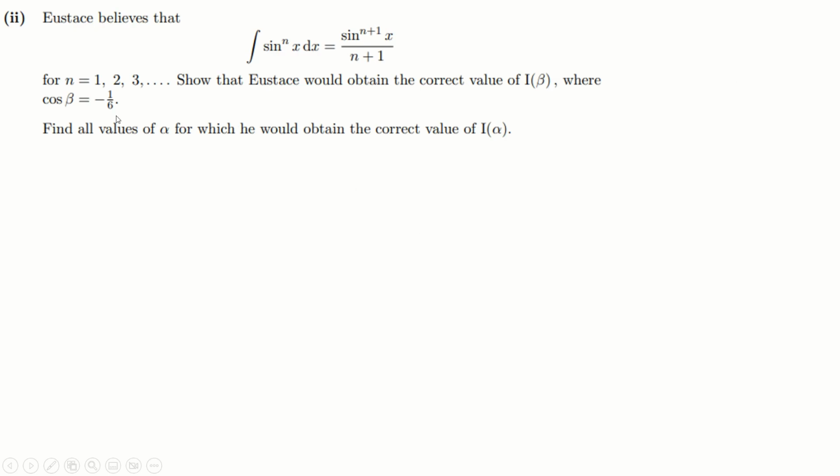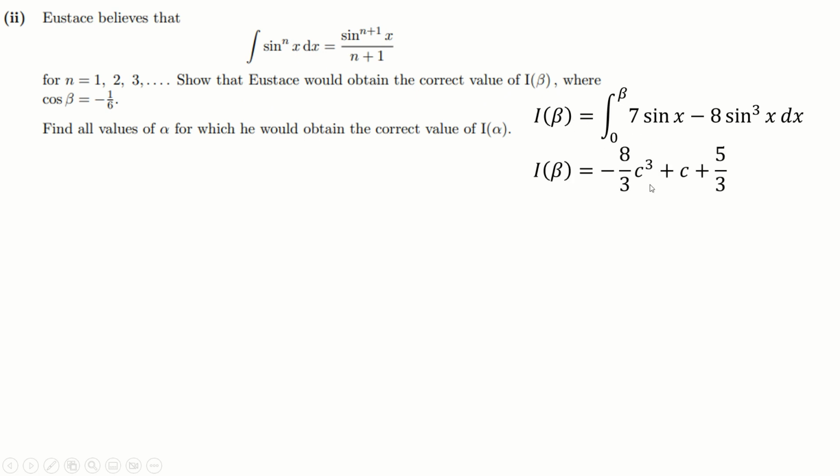That's all done. Eustace is a moron, so he believes this. Okay. Show that Eustace would obtain the correct value for I of beta, where this is. So I of beta, remember, was this integral. They've just replaced beta with alpha for reasons that I don't understand.